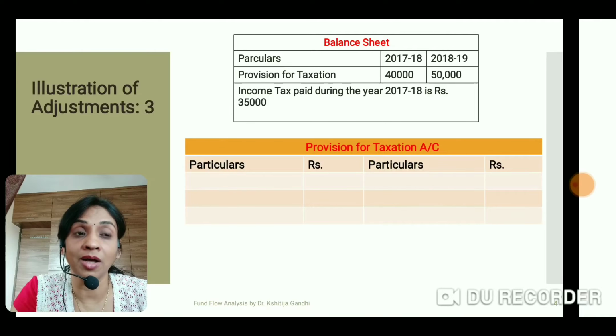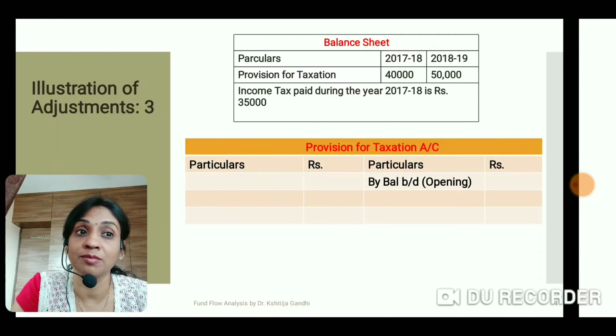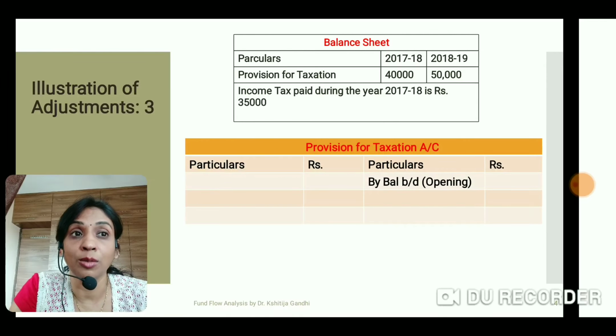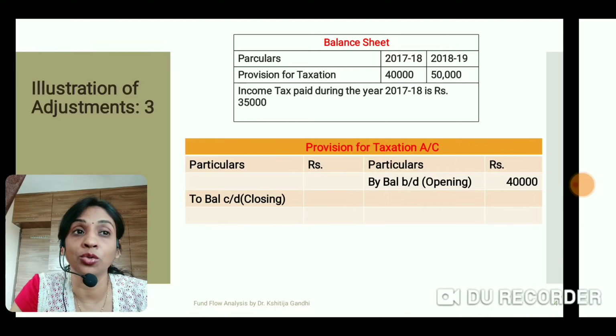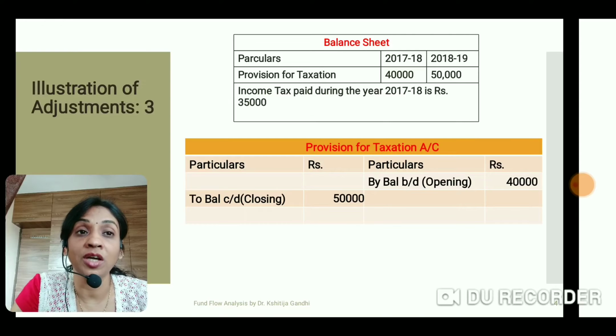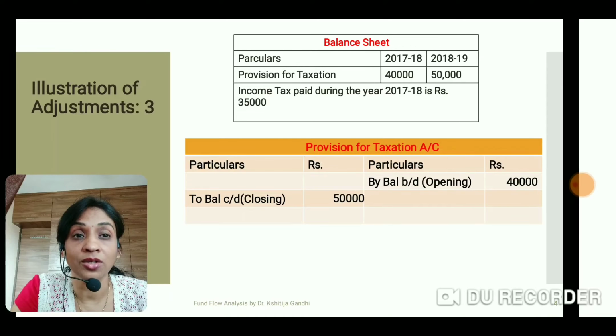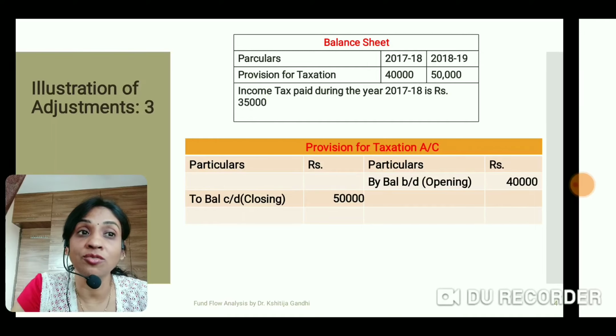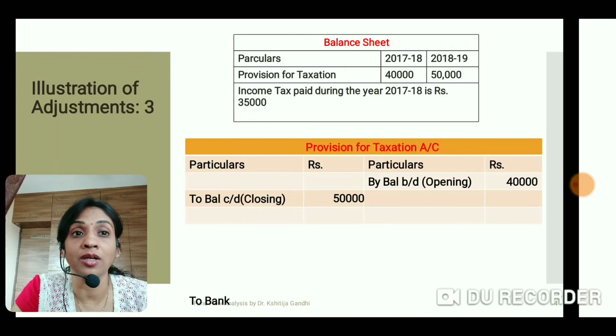First we'll write the balances. Opening balance will be on the credit side as 'by balance brought down', amount 40,000. Closing balance will be on the debit side as 'to balance carried down', amounting to rupees 50,000. In this case, we are making payment of income tax. So the entry will be 'provision for taxation account to bank account', amount of tax paid, that is 35,000.